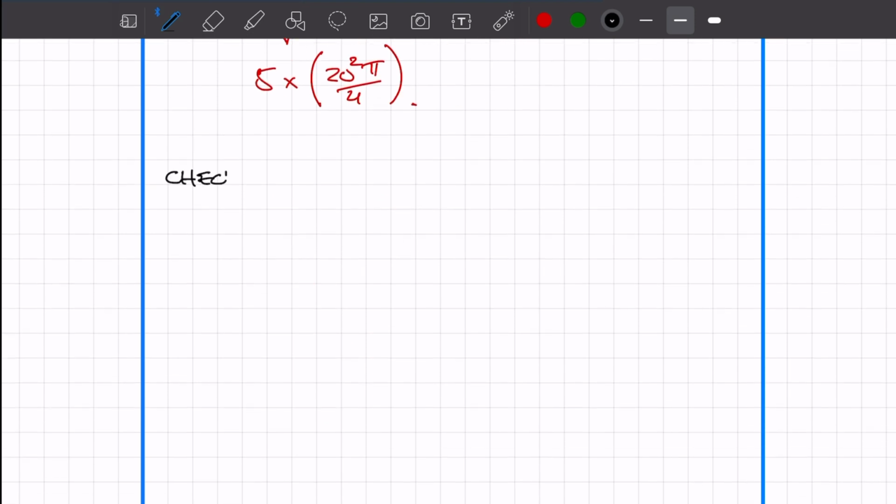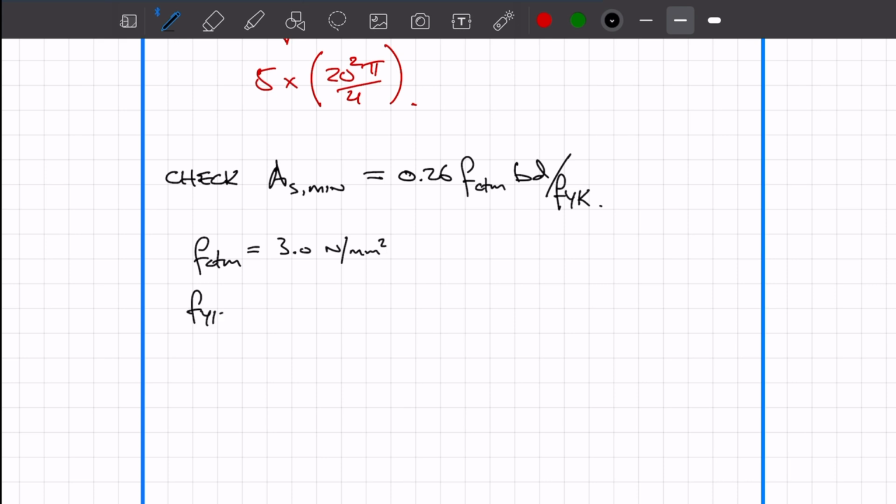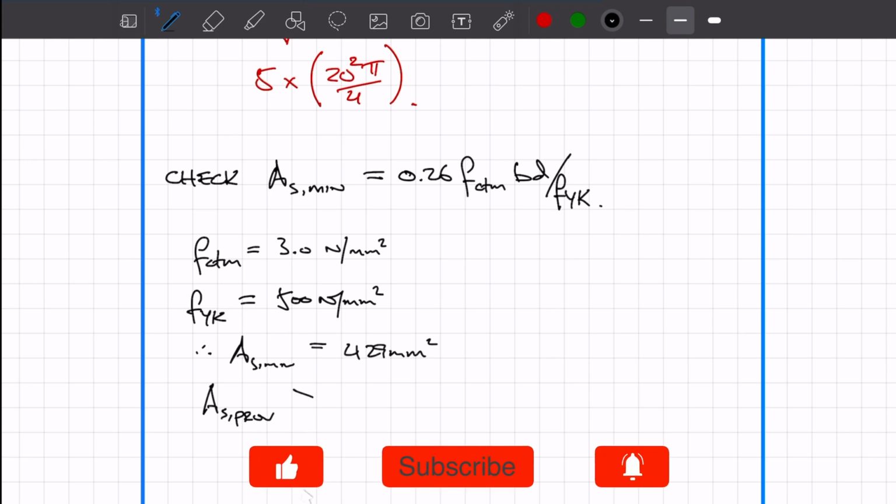As a final check, we need to check that we are providing reinforcement greater than the minimum requirements set out in the code, and we call this As,min. fctm is the mean value of axial tensile strength of concrete, which is a value that can be found in the code. fyk is the characteristic yield stress of steel, as mentioned earlier, which is 500. Plug the numbers in and we get the minimum steel required, which is 429mm squared, which we are providing more than, so it's all okay.